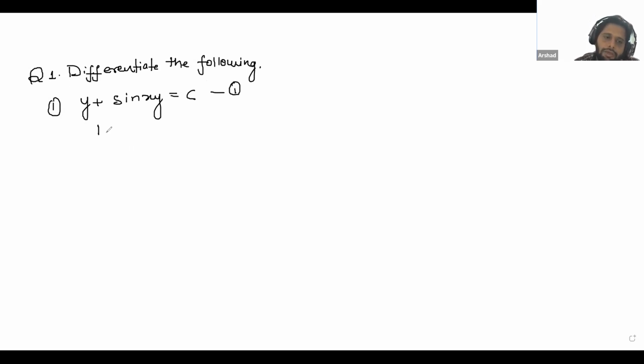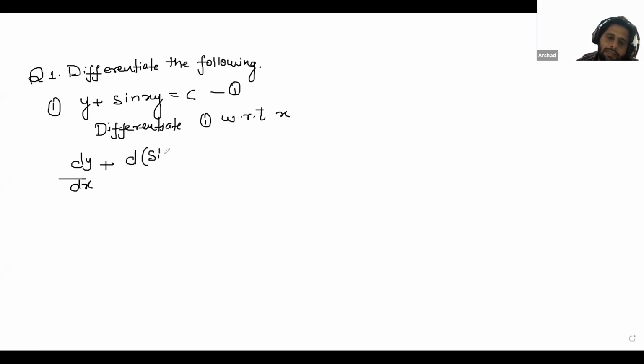So in an implicit function, always please differentiate the complete equation. So differentiate 1 with respect to x. This will become dy by dx plus the derivative of sine xy with respect to x is equal to c with respect to x.